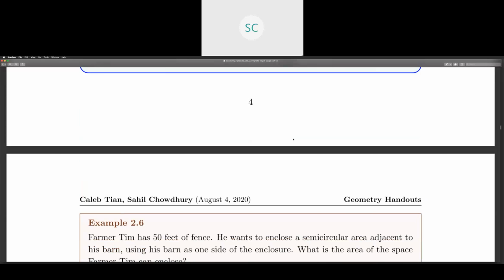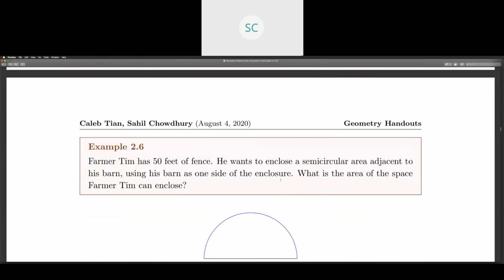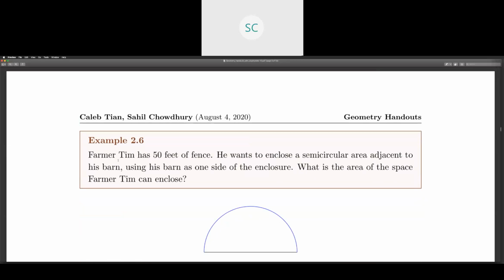Okay, so now we're going to go on to a slightly harder problem. You're given that Farmer Tim has 50 feet of fence, and he wants to enclose a semicircular area adjacent to his barn, using his barn as one side of the enclosure. You're trying to find the area of the space that Farmer Tim can enclose. What that means is the black line is the side of his barn, and he has 50 feet to put around it. So the blue line has a measure of 50 feet, and you want to find the area of the semicircle. So go ahead and try this.